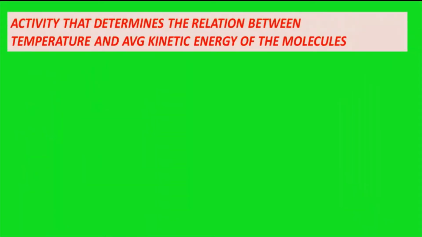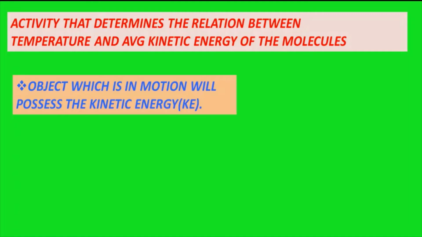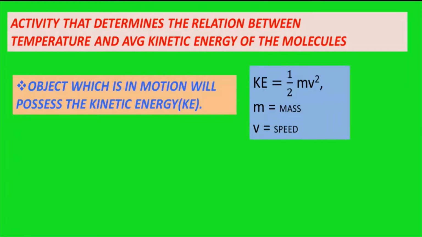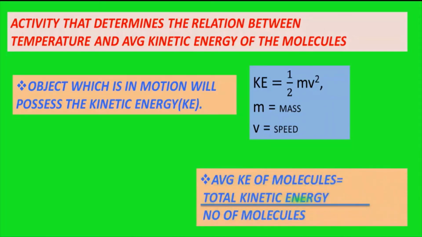Now, the activity that determines the relation between temperature and the average kinetic energy of the molecules. We know that an object which is in motion possesses kinetic energy. The formula for kinetic energy is half mv square, where m is the mass of the object and v is the speed of the object. The average kinetic energy of the molecules is equal to the total kinetic energy divided by the total number of molecules.